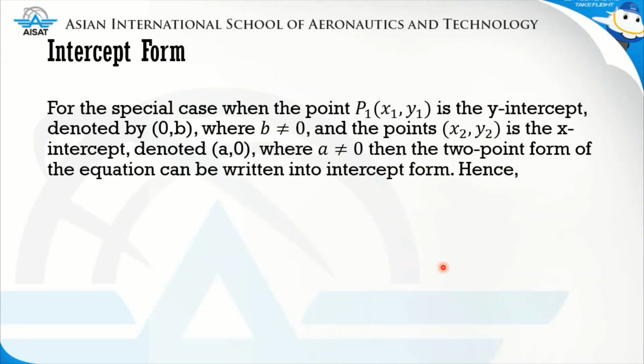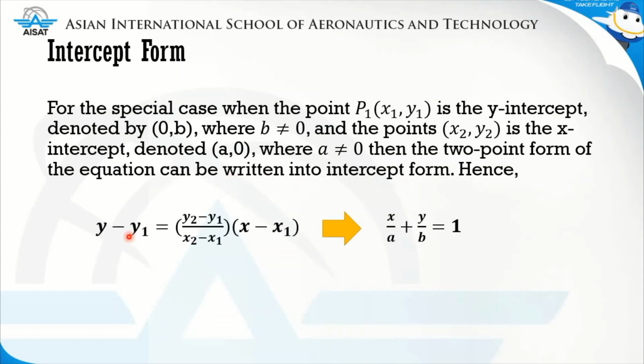Now for this special case, when the point p sub 1 is the y-intercept, which is denoted by (0, b), when we say y-intercept, that means that is where the graph will pass through the y-axis, where b is not equal to 0, and the point (x sub 2, y sub 2), the second point, is the x-intercept, denoted by (a, 0). When you say x-intercept, that means that is where the graph will pass through the x-axis, where a is not equal to 0. Then the two-point form of the equation can be written into intercept form.